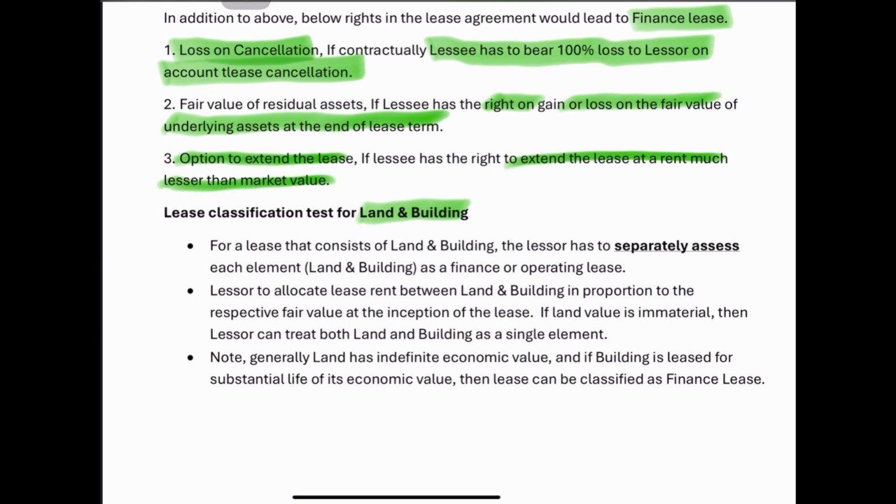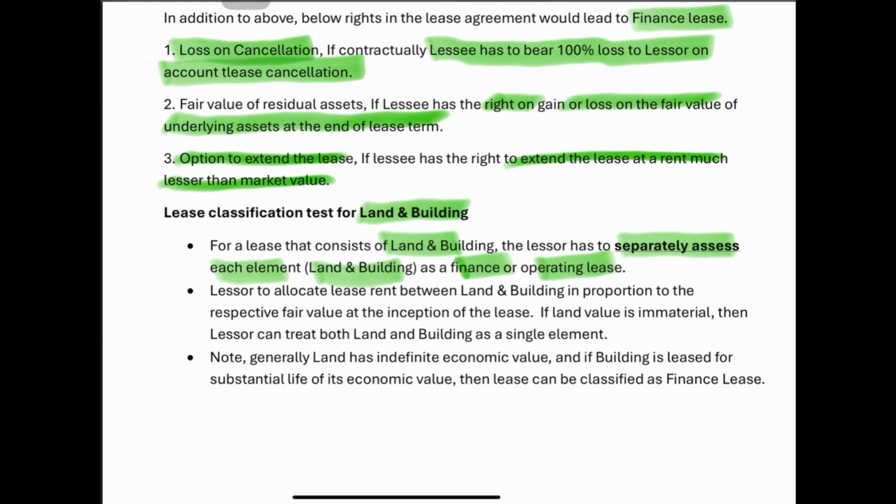So for leases that consist of land and building, the lessor has to separately assess each element. For land and building, land separately and building separately need to be assessed as finance or operating lease. It is not that you can assess them together; you have to assess them separately under Ind AS 116.